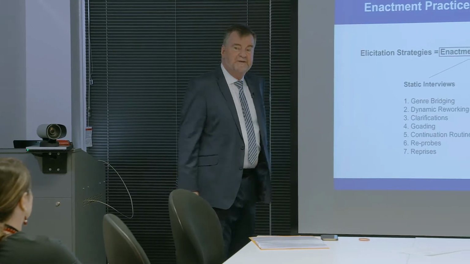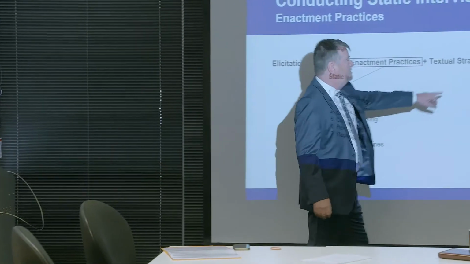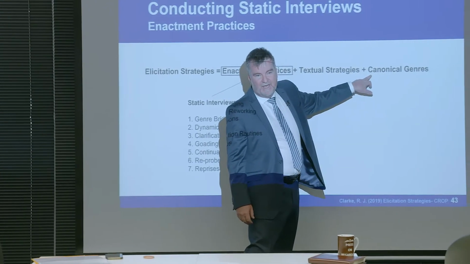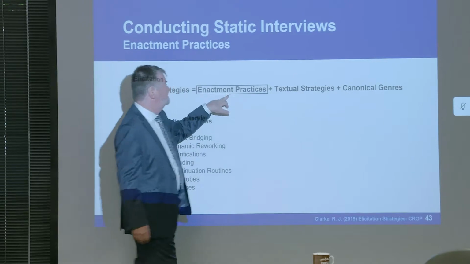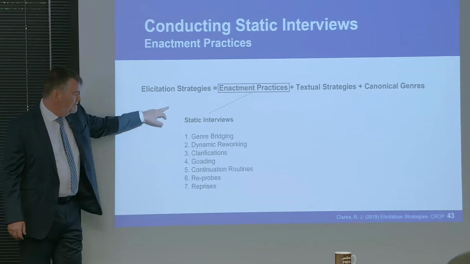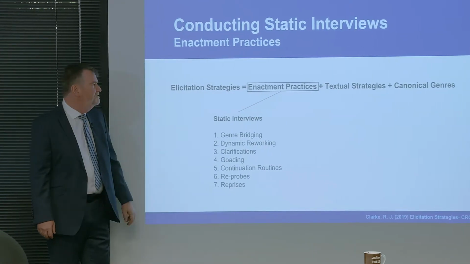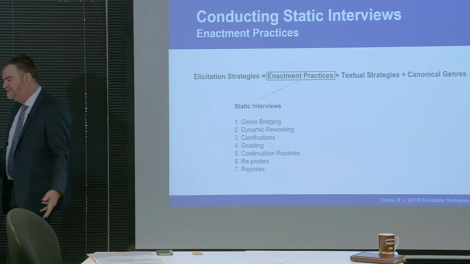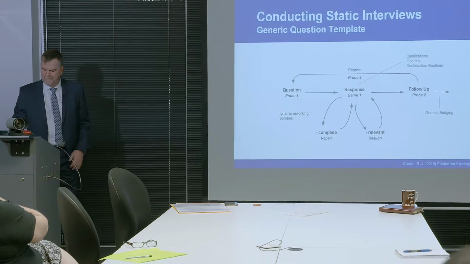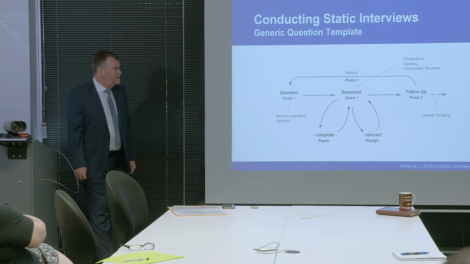So I started developing this kind of idea. Canonical genres, that's the narrative and factual genre family, together with their textual strategies, plus enactment practices. These were the things that I actually saw for static interviews. Gives me this approach to elicitation strategies. And I thought, oh, that's really good.